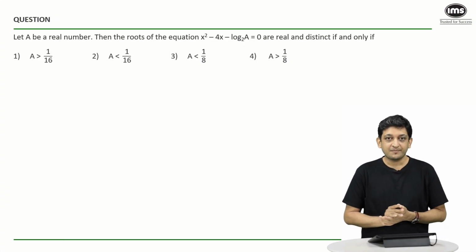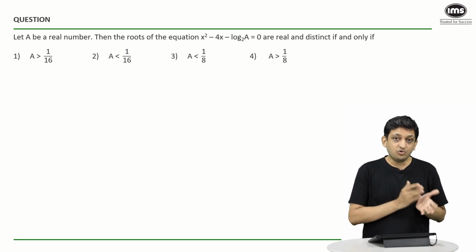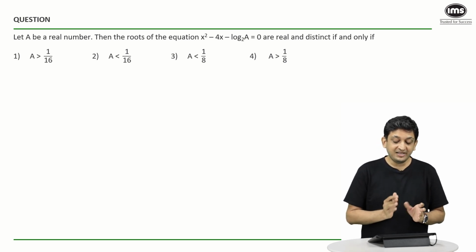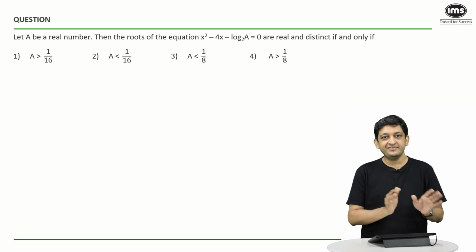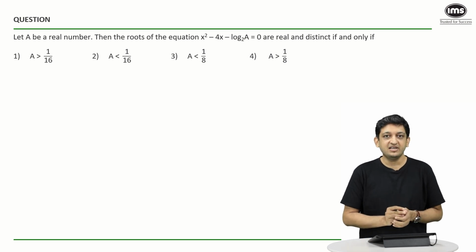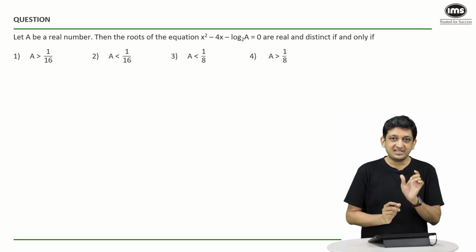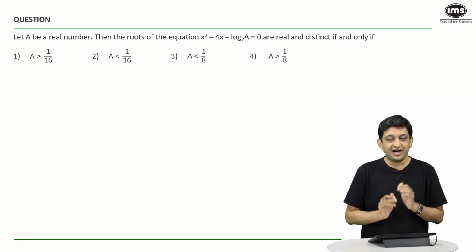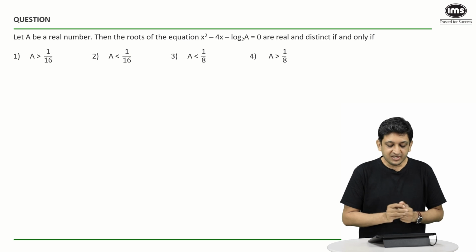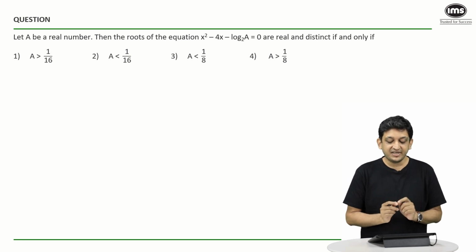Happy learning! In this question, A is a real number and we have to figure out that the roots of this particular equation will be real and distinct if and only if the value of A takes which of the following inequalities. So what we are saying here is we have to make sure that this equation is equal to 0 and then what could be the roots. So let's try to write the equation first and then figure out how can the roots be real and distinct.